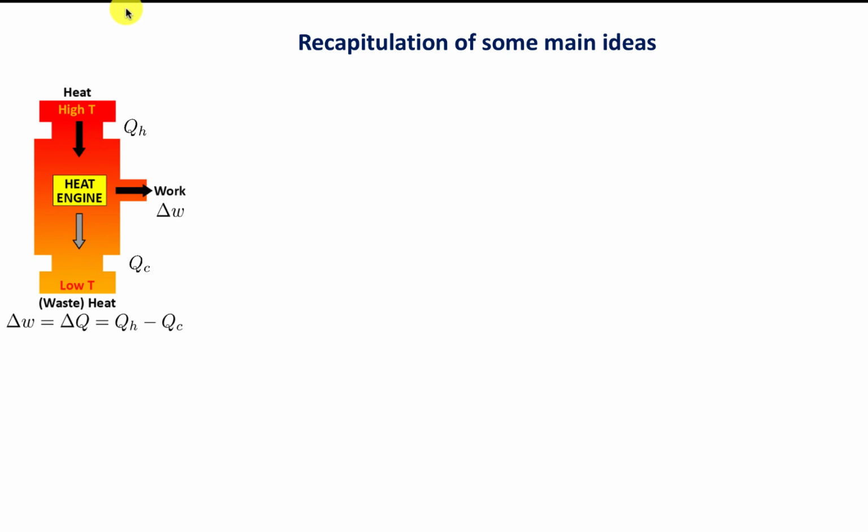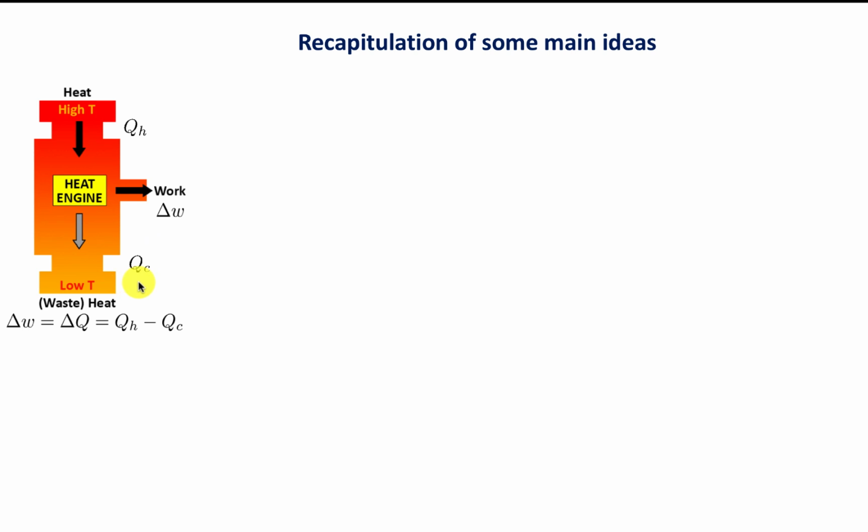Let me begin by recapitulating some of the main ideas of the last lecture, which was on heat engines. So, here is a general heat engine with a high temperature reservoir that pumps in an amount of heat QH, H for hot over here. This heat engine then provides some useful work. We call that delta W. Some of that heat that comes in is used. The rest of the heat gets wasted and goes to the environment, the low temperature reservoir as we call it.